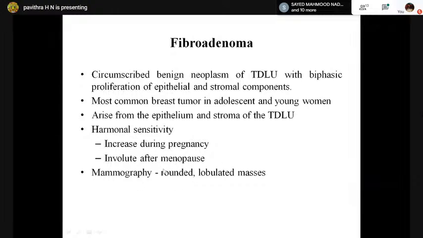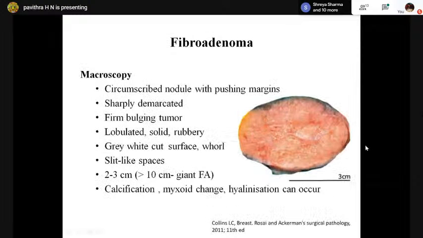On mammography, they appear as rounded lobulated masses. This is a gross picture which I've taken from a book. They usually appear as a circumscribed nodule with pushing margins. They are sharply demarcated from the surroundings, and they have a bulging tumor. They have a lobulated, rubbery consistency. Even when you examine the patient for FNA, the consistency mentioned is rubbery in fibroadenoma, and they have a gray-white cut surface. They can show whirling and slit-like spaces.